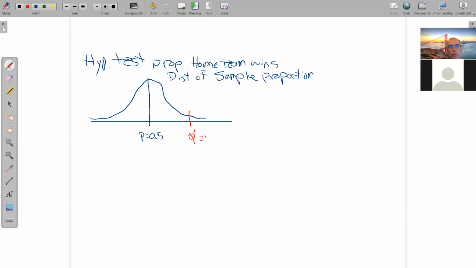My p prime was, since that's a decimal, I should put this as a decimal, 0.583. And again, that's just the proportion of home team wins from the sample. That's that 70 over 120. And then what I really want to know is the percent of other samples that are bigger than mine here. And the computer said that was somewhere between 3.7% and 4.1%. So I'm going to go for the 4.1% this time. So that right there is 4.1%, which as a decimal is 0.041. And that right there is what we call a p-value.